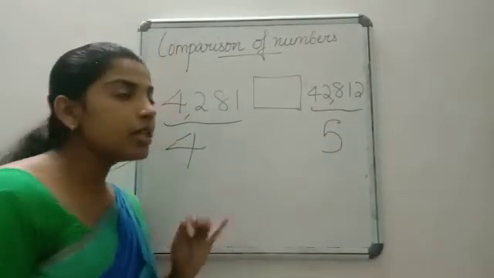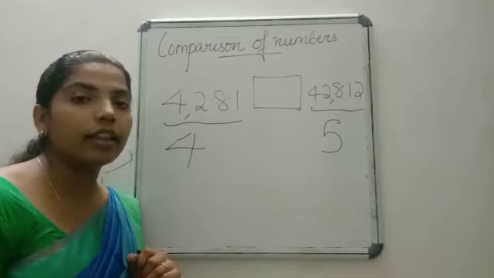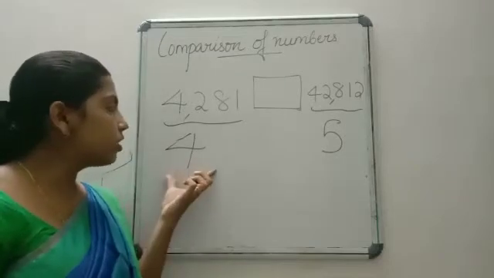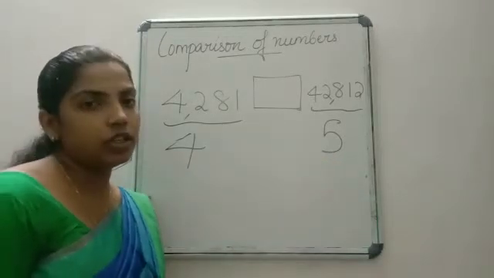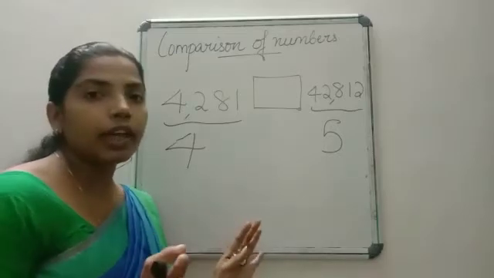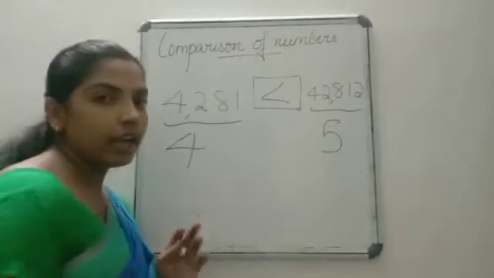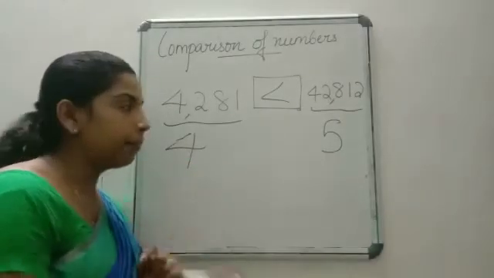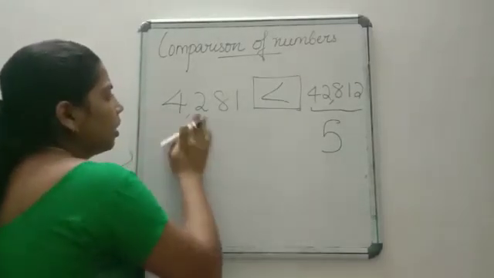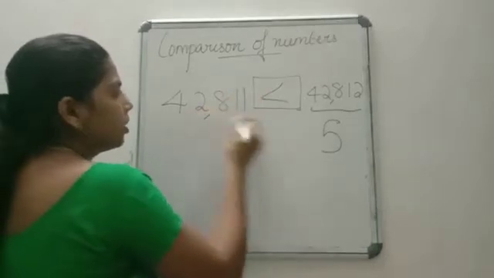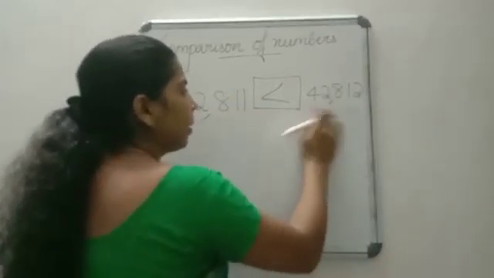So the first step is to check how many digits are there in both the numbers. Now, this is a 4-digit number and this is a 5-digit number. Without any doubt, we can say that the number with 5 digits will be the greater number. Is it clear? So this is the first step. Suppose both the numbers have the same number of digits.